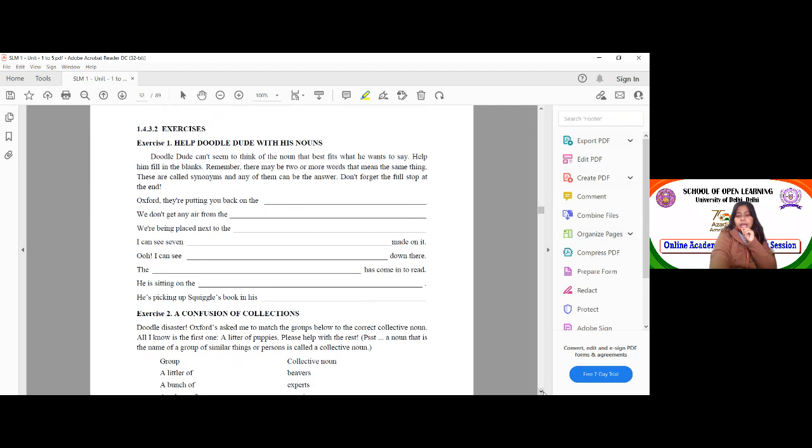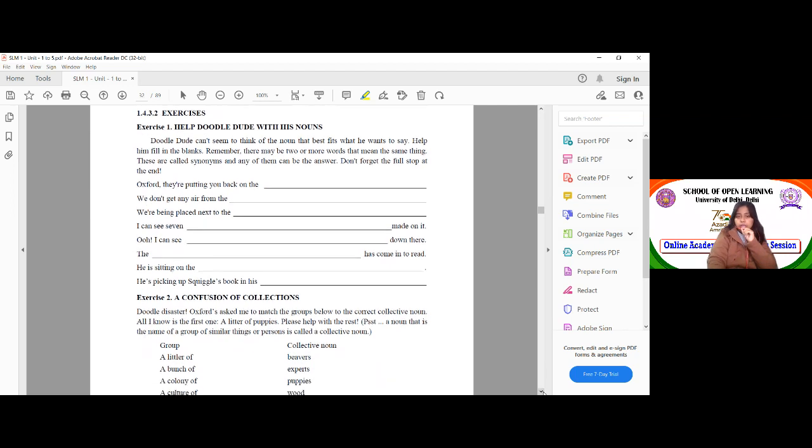Now you are given these exercises to practice and to help Doodle Dude with his nouns. Doodle Dude can't seem to think of the nouns that best fit what he wants to say. Help him fill in the blanks. Remember, there are two or more words that mean the same thing. They are called synonyms. Similar meaning words are called synonyms, and opposite meaning words are called antonyms.